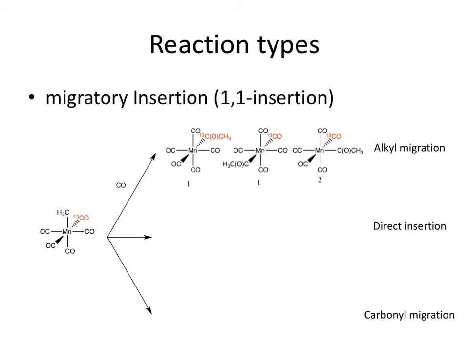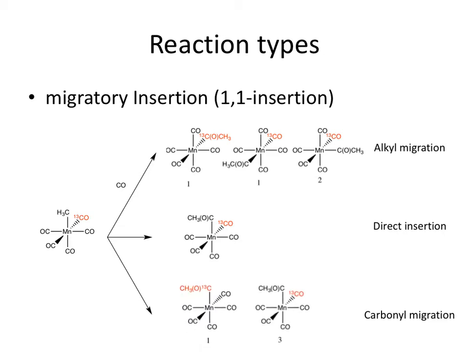Now let's look at the direct insertion. The direct insertion, again, gives us only one possible product. The external C12CO would come in and insert directly into the manganese carbonyl bond, giving us the C12 acyl as the only possible product. The third reaction would be carbonyl migration, and we would see this product distribution.